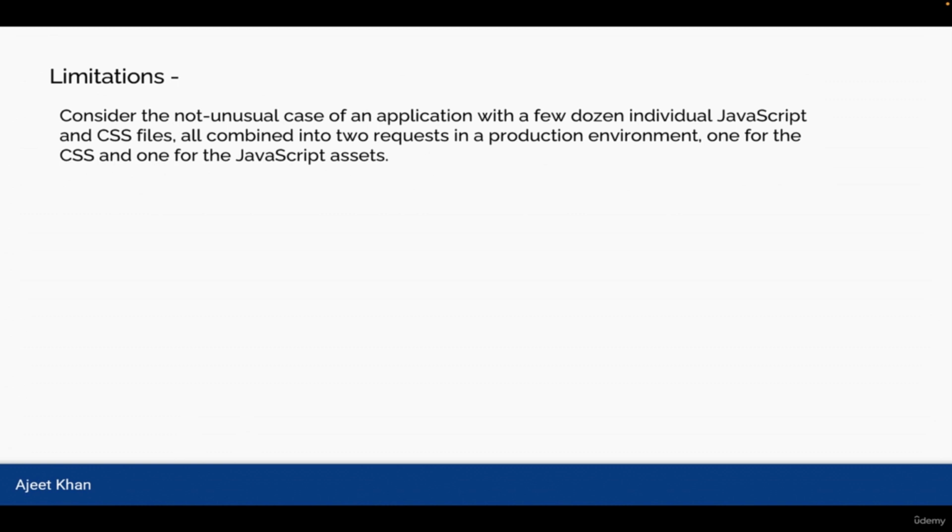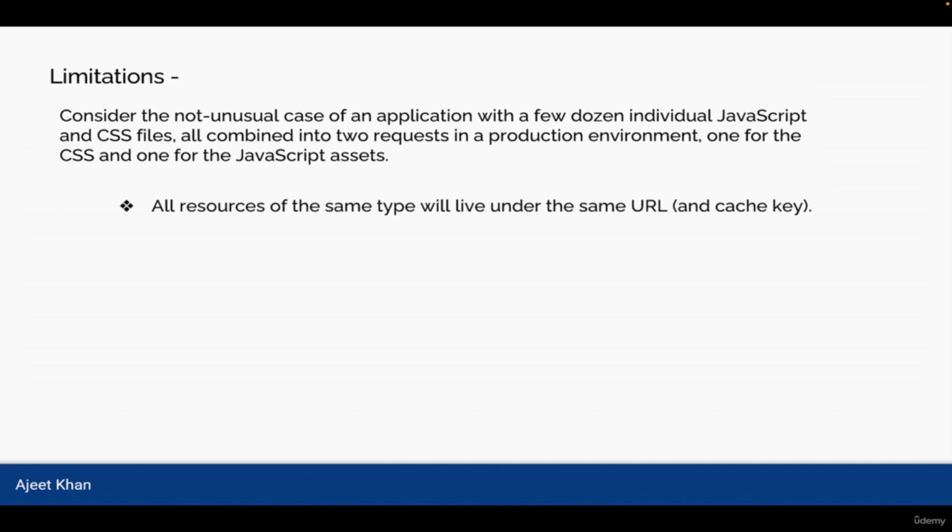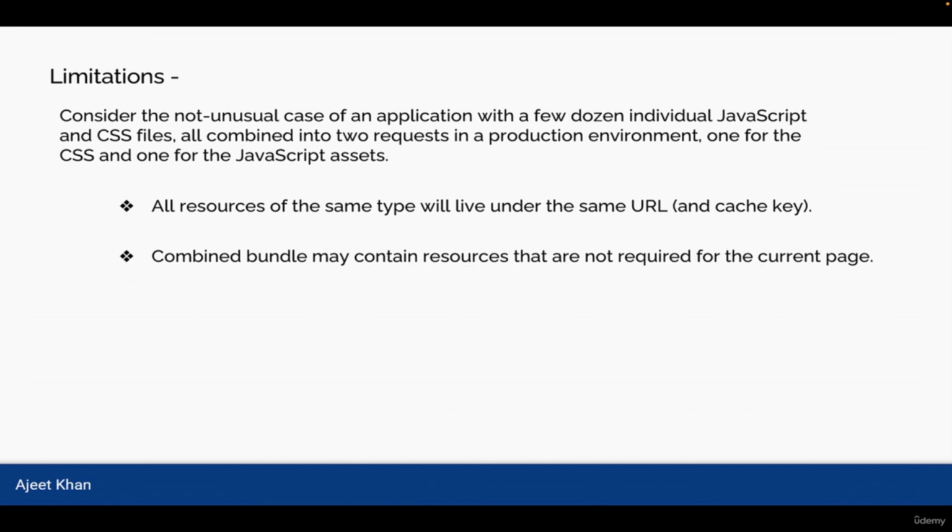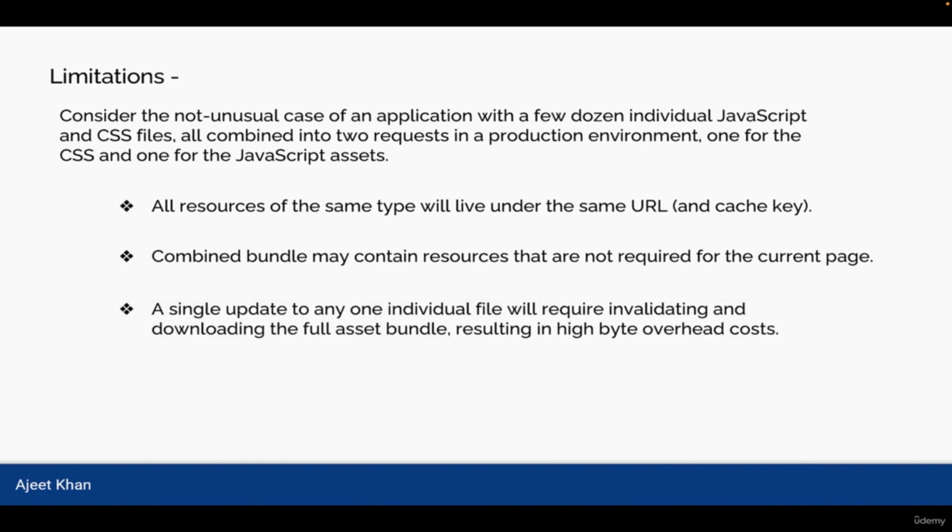There are more limitations to it. Consider the not unusual case of an application with a few dozen individual JavaScript and CSS files, all combined into two requests in a production environment, one for the CSS and one for the JavaScript assets. In this scenario, all resources of the same type will live under the same URL and cache key. The combined bundle may contain resources that are not required for the current page, so you will be wasting sending extra data or extra code. A single update to any one individual file will require invalidating and downloading the full asset bundle again. This will result in high byte overhead cost.